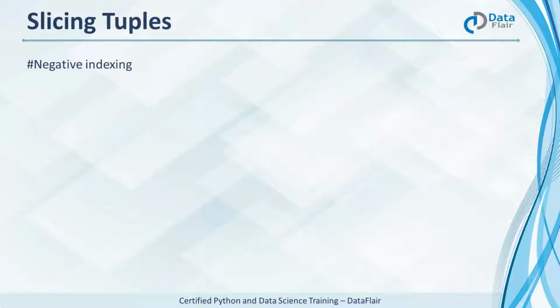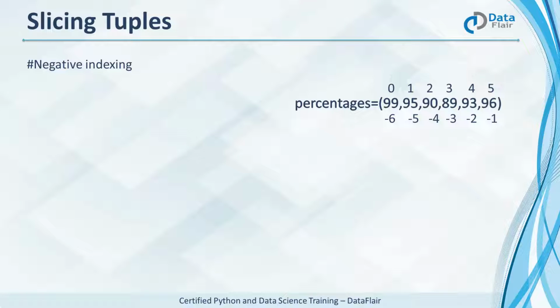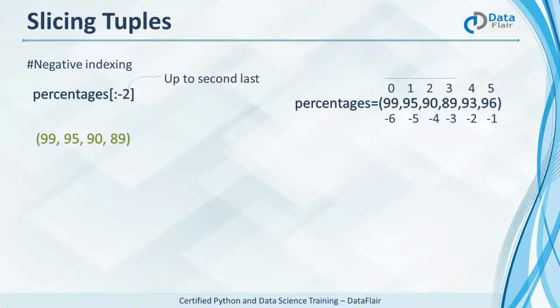Now let's do this with negative indices. This is the tuple and the indices minus 1 to minus 6. Slice up to index minus 2, 99, 95, 90 and 89. This is indices 0 to 3. This slice is for all elements up to the second last. And this one, 93 and 96. This is indices 4 and 5.